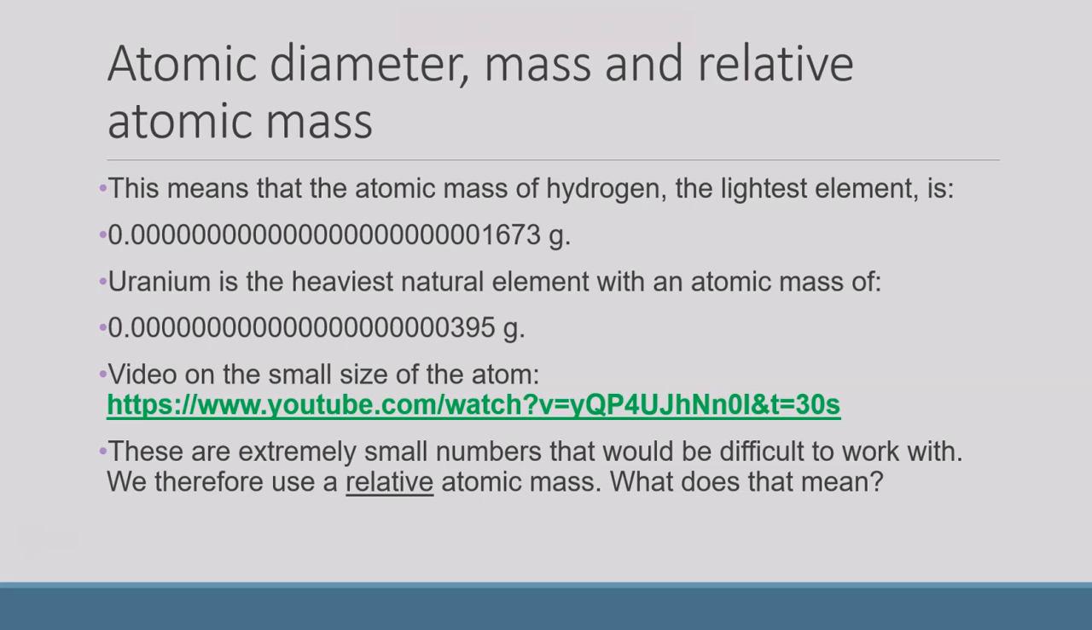Now, we're dealing with extremely small numbers, and like I already said, these numbers would be really, really difficult to work with. So we prefer to work with a relative atomic mass. A relative atomic mass allows us to convert these very confusing numbers into very simple numbers. So let's understand what that means and how it works.